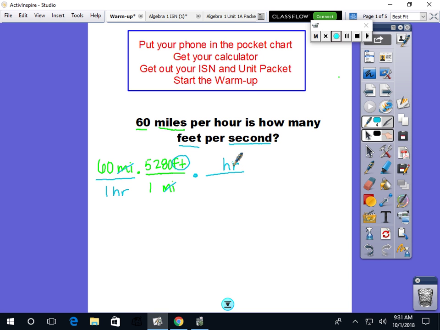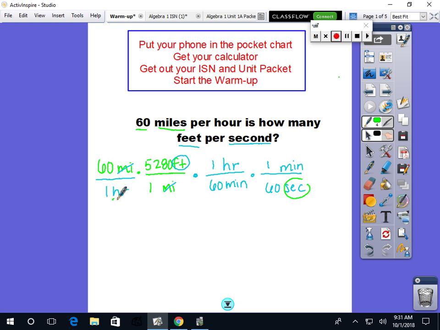So what do I know about hours? What's something you know about an hour? Right, 1 hour is the same thing as 60 minutes. And now that minutes is on the bottom, it goes in the top. And what's something you know about a minute? Right, 1 minute is 60 seconds. So now I'm finished with this portion of the conversion chain because I've made it to seconds.